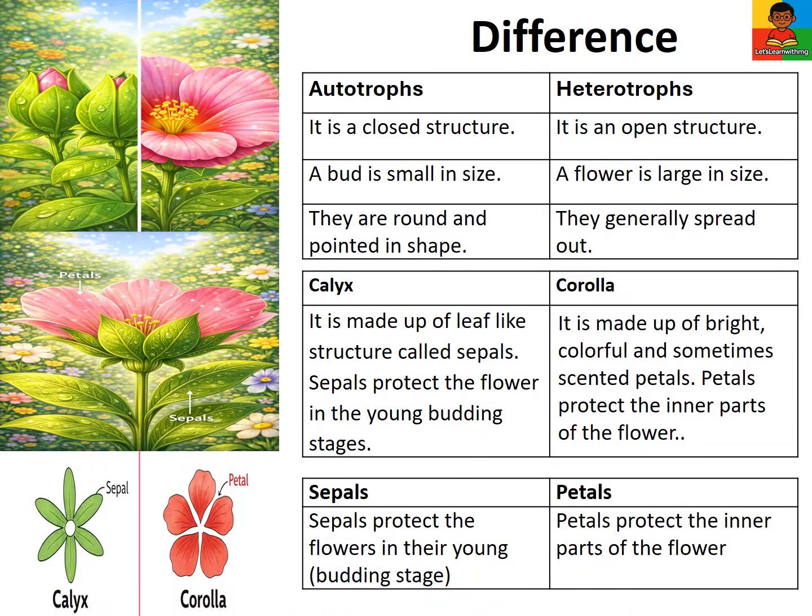Let's learn about differences. A bud is a closed structure, small in size, round, and pointed in shape. A flower is an open structure, large in size, and generally spreads out. Calyx is made up of leaf-like structures called sepals, which protect the flower in young budding stages. Corolla consists of bright, colorful, and sometimes scented petals that protect the inner parts of the flower. Sepals protect flowers in their budding stage, while petals protect the inner parts of the flower.